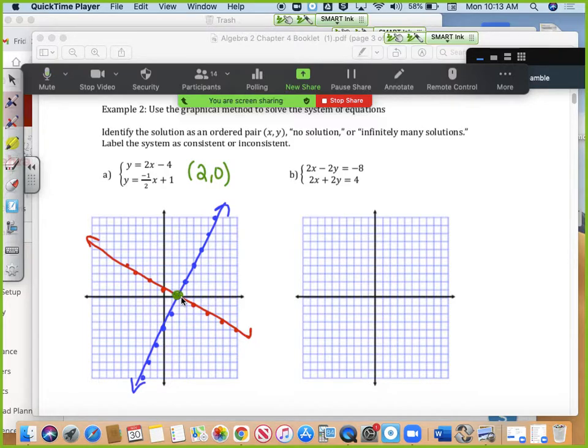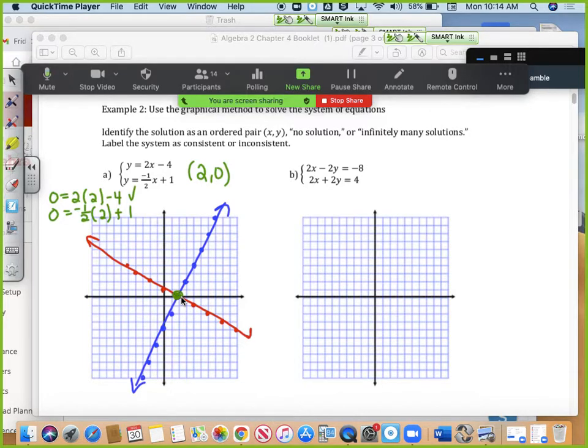So let's replace 2 in for x and 0 in for y. So for the first one, this would be 0 equals 2 times 2 minus 4. Let's see if that's true. 2 times 2 is 4. 4 minus 4 is 0. That works. The second one. Let's replace 0 in for y and 2 in for x.